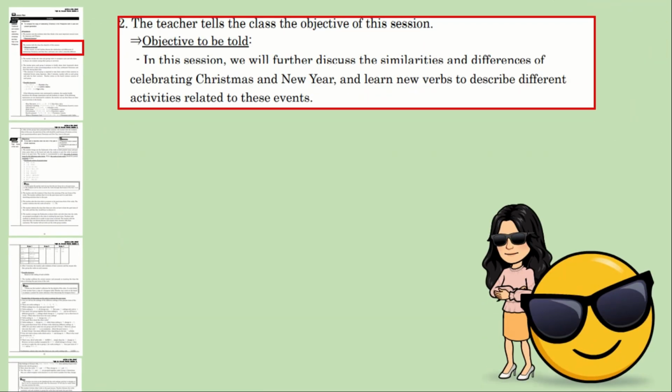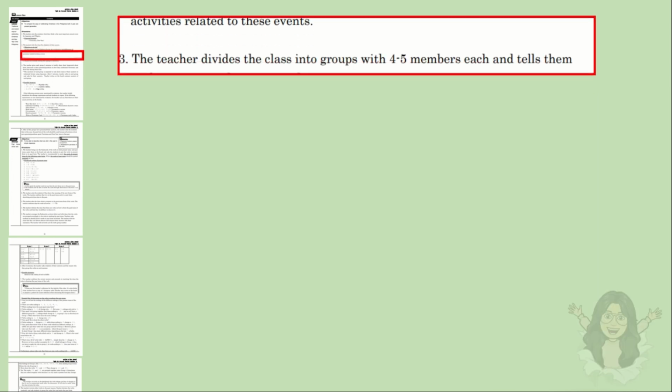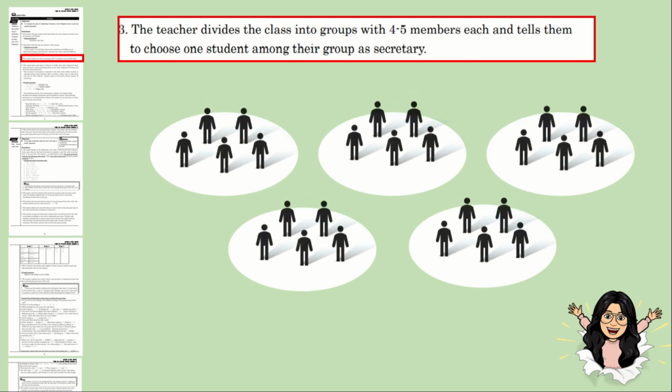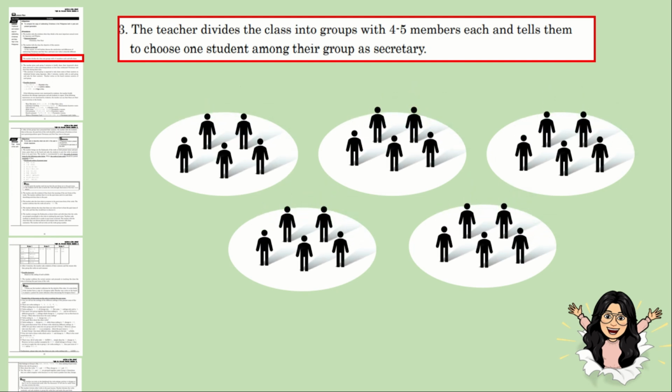After asking the students on what they think is the most important annual event for Nihonjin and Philippine Jin, the teacher would tell the objective of the session. And dividing the class into groups of 4 to 5 members each, like this. Giving them 5 minutes to briefly share their homework about the interview. Take note, they're going to choose a secretary per group, the one in red as shown on the screen.